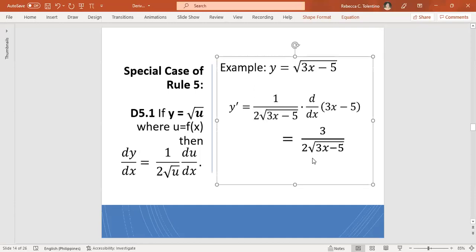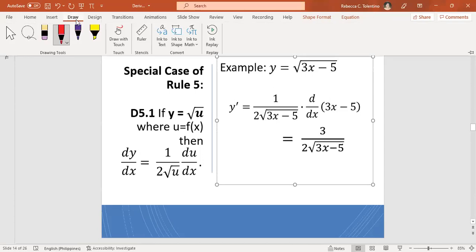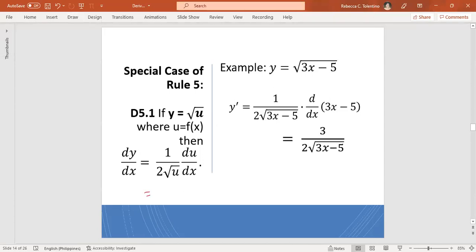So some would write a shorter version of this, which is du over 2 square root of u, taking note that du is actually du over dx. So let's say you have y equals the square root of, let's say, 4x minus 7.